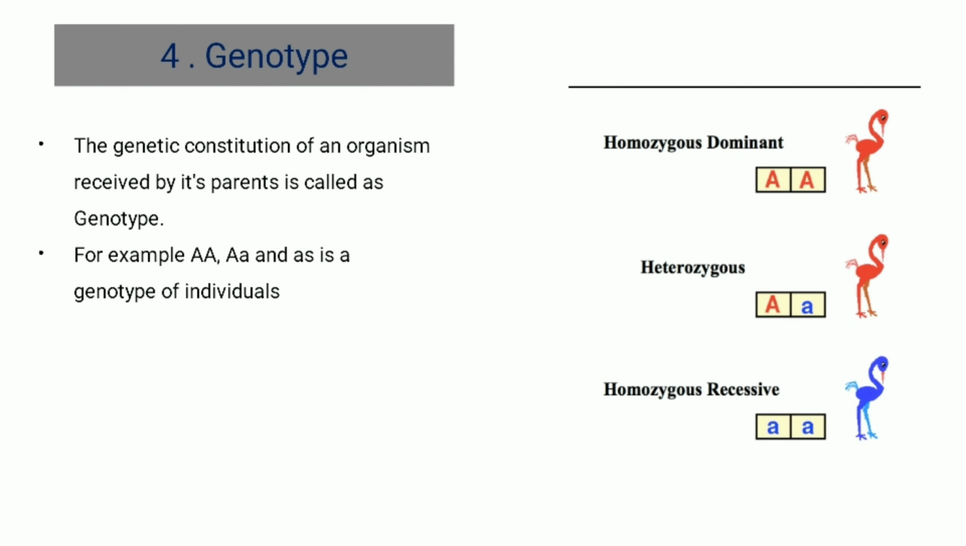Genotype. The genetic constitution of an organism received from its parents is called genotype. In the picture, we observe the homozygous dominant, that is the presence of both dominant alleles, like capital A, and the heterozygous condition where both dominant and recessive alleles are present. The homozygous recessive where both small a are present. These are the genotypes of an individual.